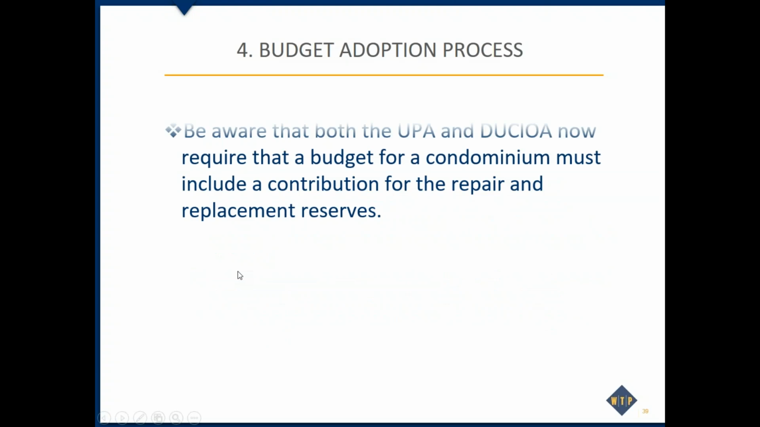And then one other thing before we move off from the budget adoption process is that both the UPA and DUCIOA now require contributions to the repair and replacement reserves. But let me clarify that. Condos only. Condos only have to have a repair and replacement reserve study every 5 years, and they have to be fully funded under those studies. We could probably talk an hour or two on repair and replacement reserve studies, but keep that in mind while we're talking about budgets.